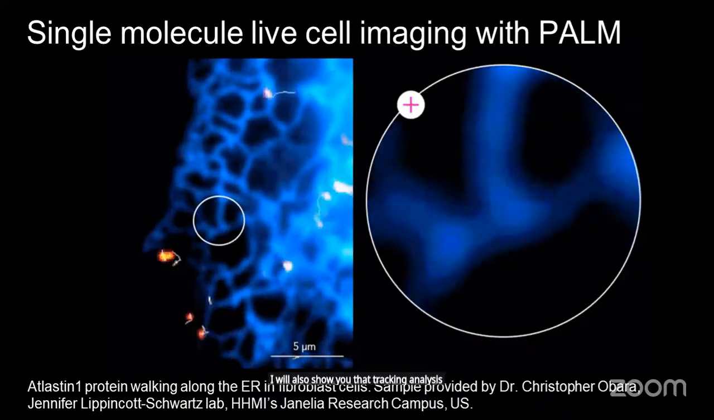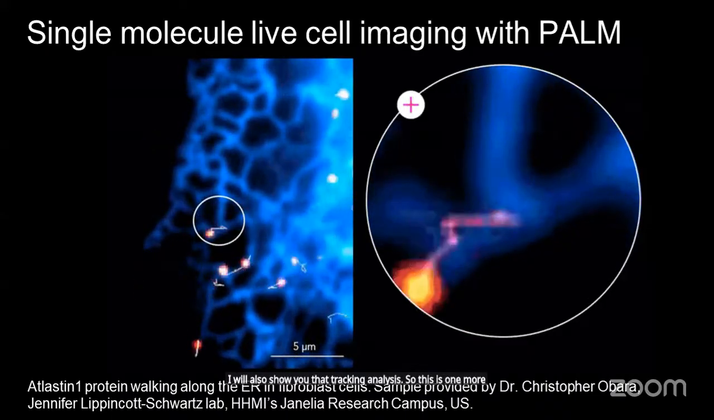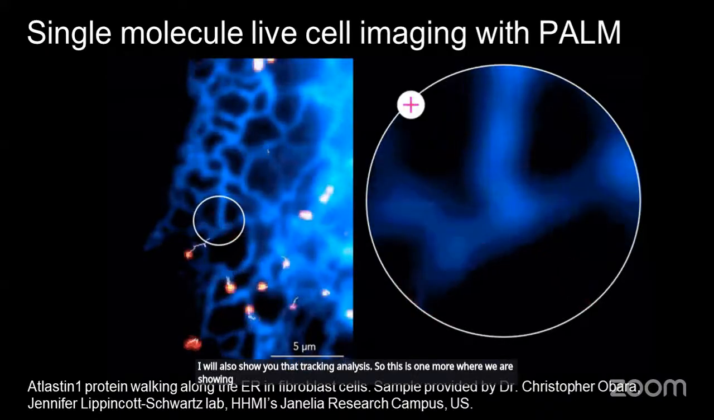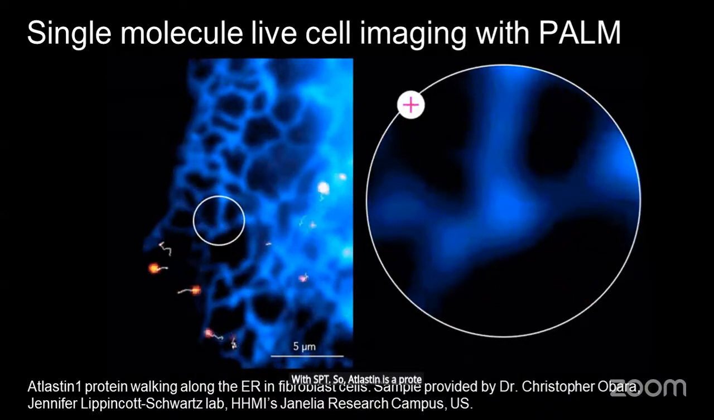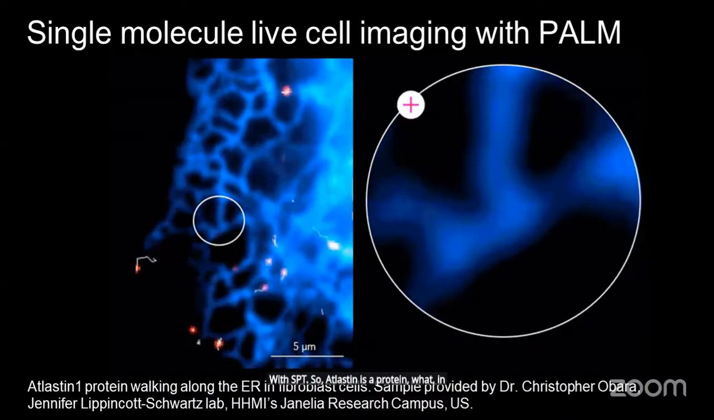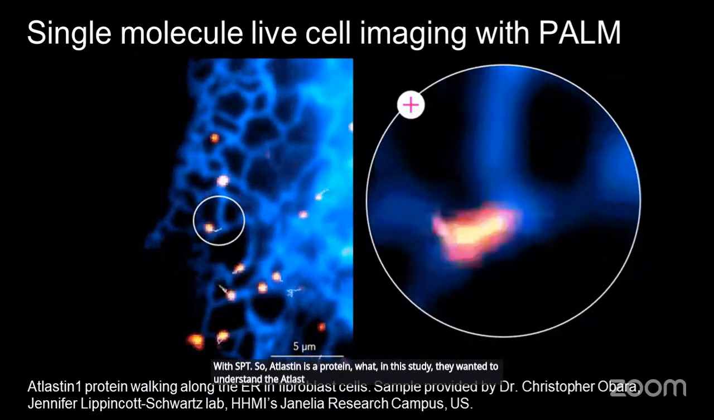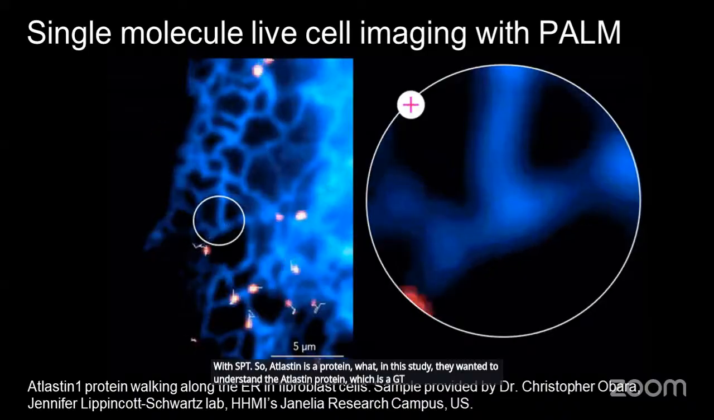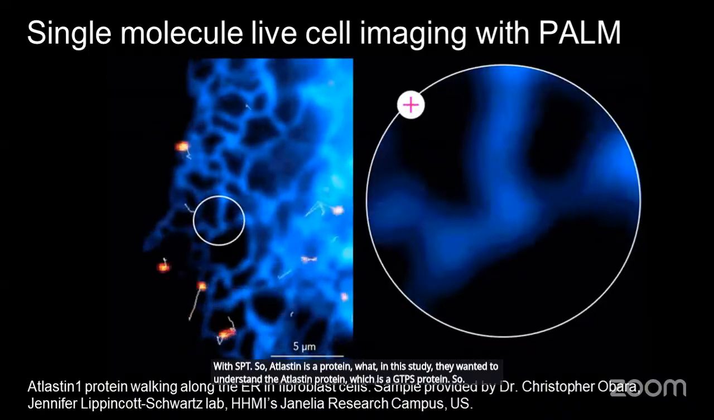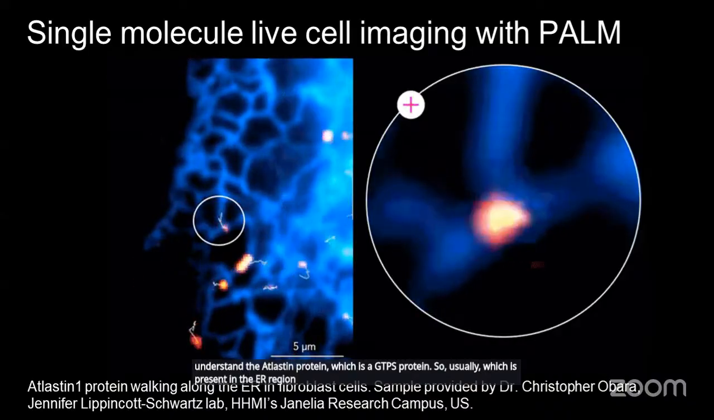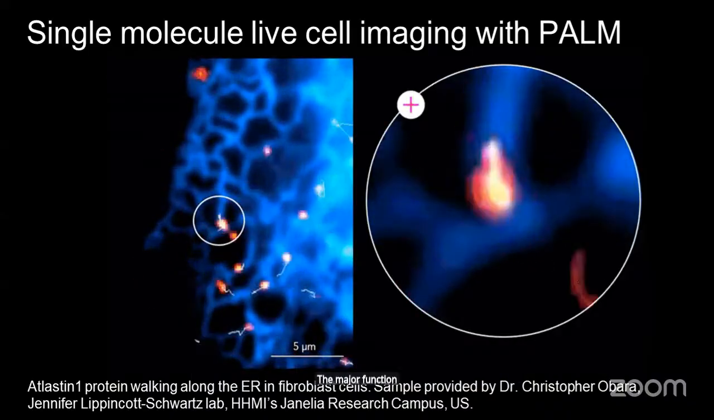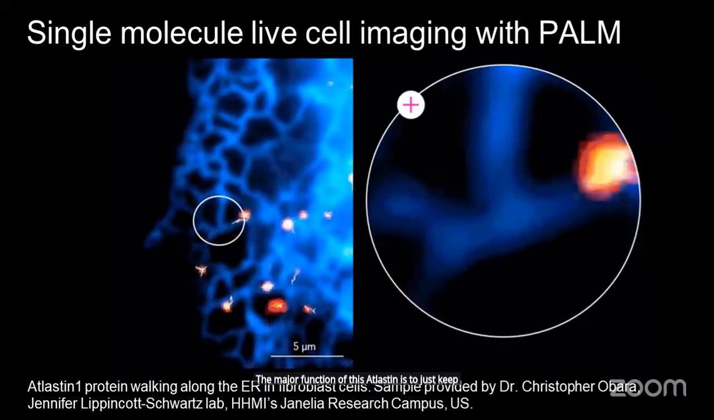So this is one more where we are showing with SPT. Atlastin is a protein. In this study, they wanted to understand the atlastin protein, which is a GTPase protein, usually present in the ER region. The major function of this atlastin is to just keep the ER network intact.